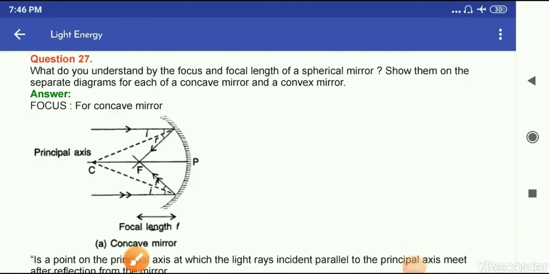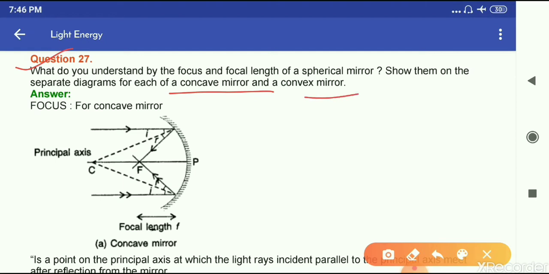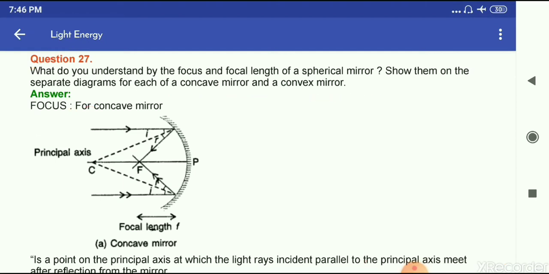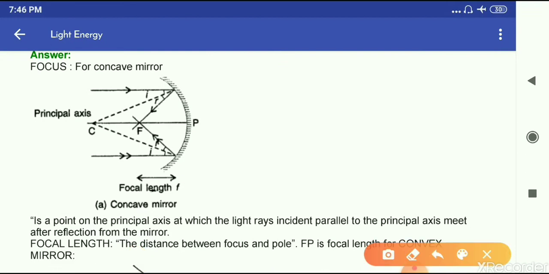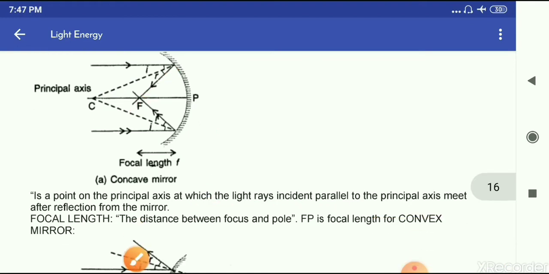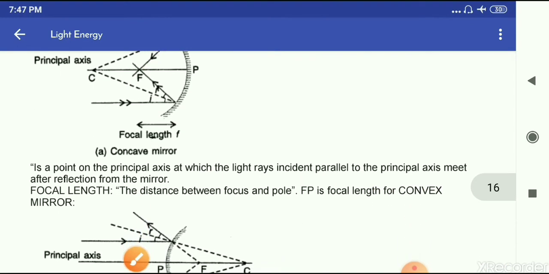Question number 27. What do you understand by the focus and focal length of a spherical mirror? Show them on separate diagrams for each of a concave mirror and a convex mirror. So first, focus for concave mirror, as you can see in this picture, you have to draw this diagram, is a point on the principal axis at which the light rays incident parallel to the principal axis pass after reflection from the mirror. You can see here this is a ray parallel to the principal axis, and this ray after reflection passes through the point F. This point is known as focus, and focal length is the distance between the focus and the pole, that is FP is the focal length.